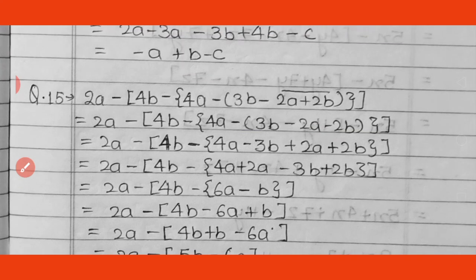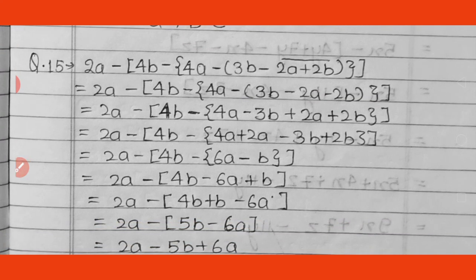In the next question it has given 2a minus in large bracket 4b minus in curly bracket 4a minus in a small bracket 3b minus in bar bracket 2a plus 2b, a small bracket of, curly bracket of, and the large bracket of. Firstly we have to solve this bar bracket.